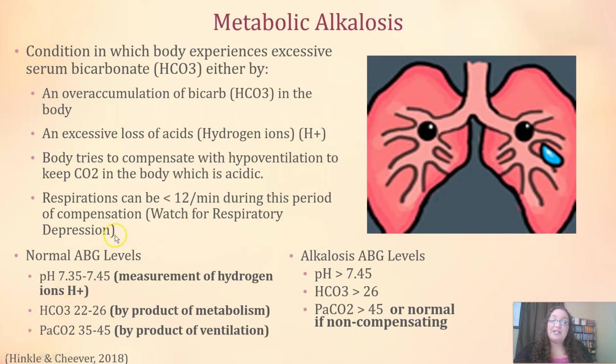Normal ABG levels, I'm going to include them again because they're super important. Alkalosis ABG levels. So the pH is going to go up because remember, moving towards the base, alkaline. Bicarb, we're going to go up again because we're moving towards the base. But PaCO2 will go up only because we're trying to hold on to the acid, and CO2 is acidic, and this is a byproduct of ventilation. So if it goes up, then we're trying to help out. The lungs are trying to help their buddies out. But it can be normal if the lungs aren't doing anything yet.